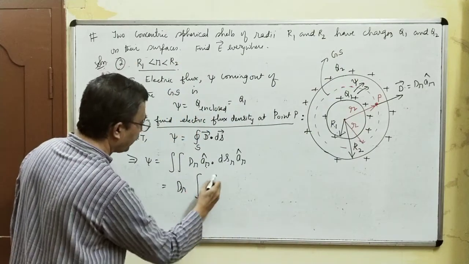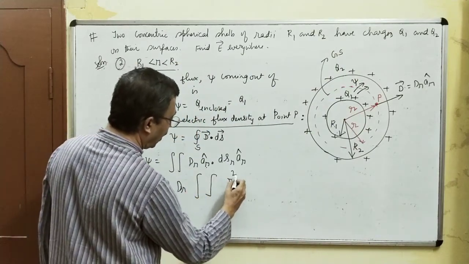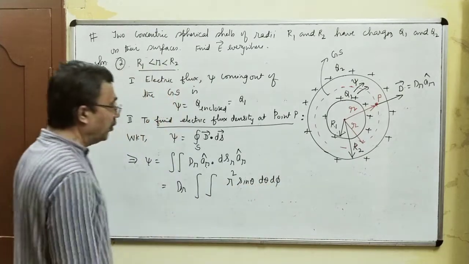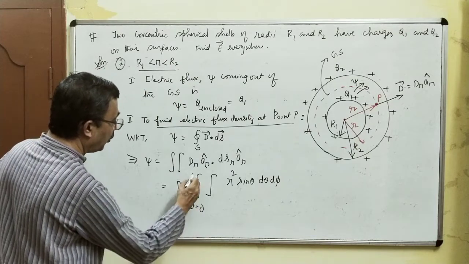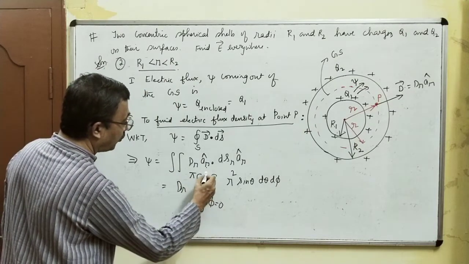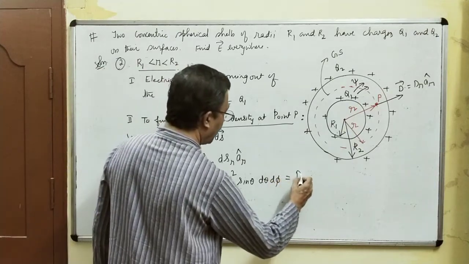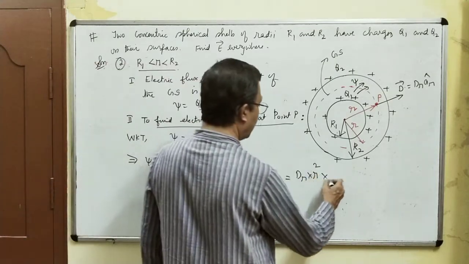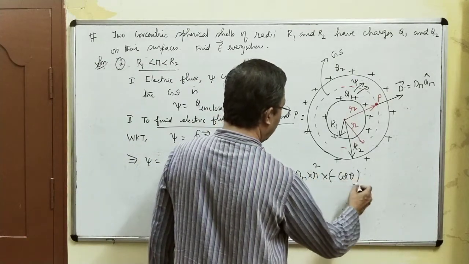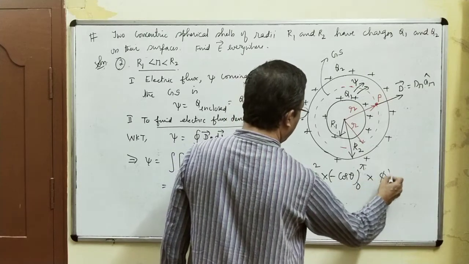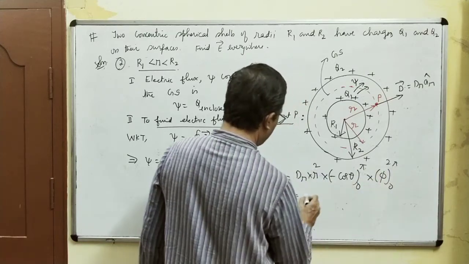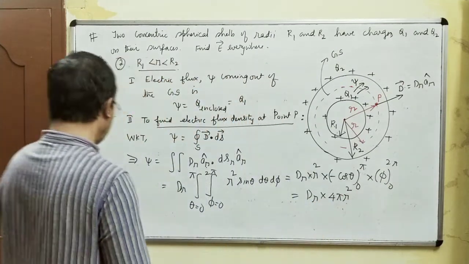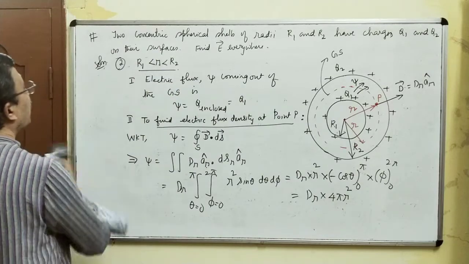Double integral. What is dSr? dSr is r square sine theta d theta d phi, nothing but dl2 into dl3. Theta takes values from 0 to pi. Phi takes values from 0 to 2 pi. So this is nothing but Dr into r square. Sin theta, if you integrate, you get minus cos theta, limits from 0 to pi. D phi, if you integrate, you get phi between 0 and 2 pi. This gives Dr into 4 pi r square. This gives psi is equal to Dr into 4 pi r square.